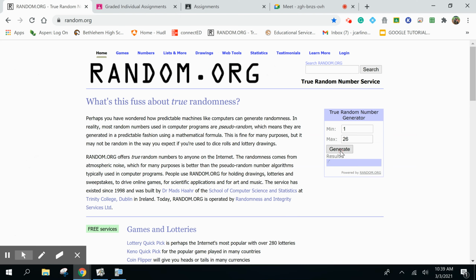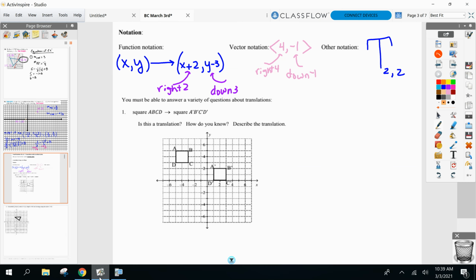What did you find out? Am I going right 6, down 3 every time? Yes, we are. So this is a translation. So I'm just going to say yes, all points move the same direction and distance.